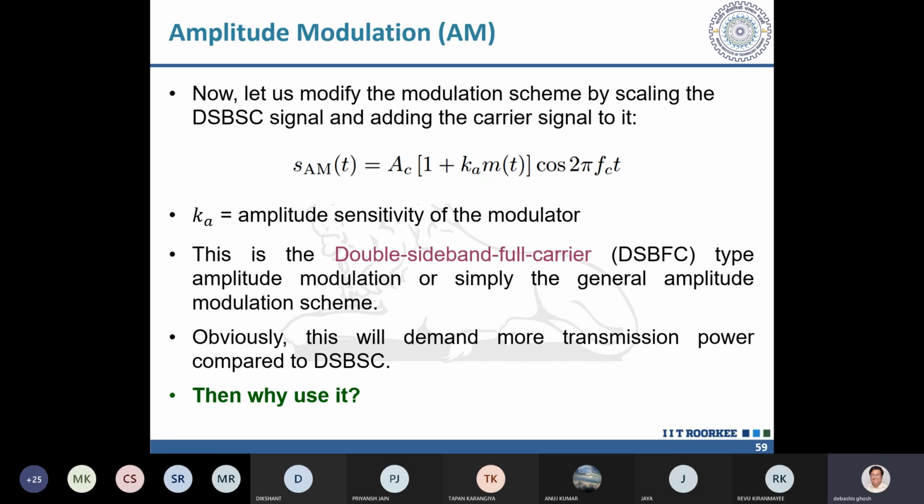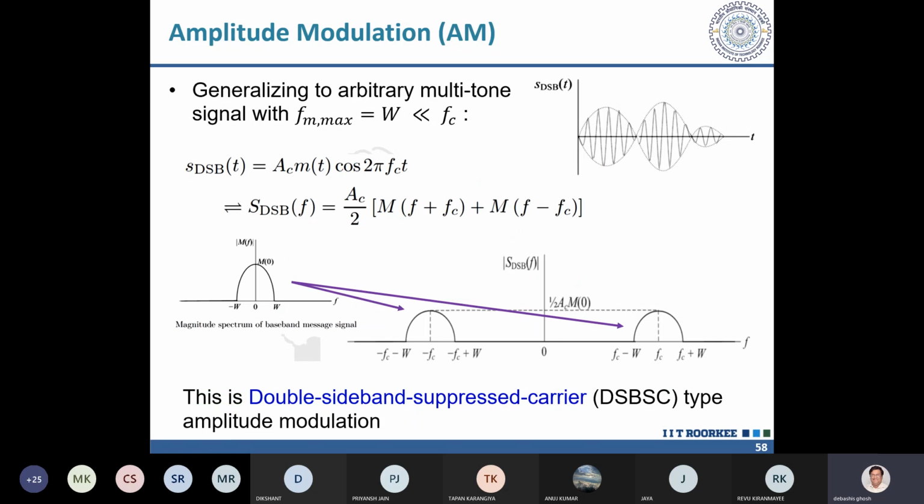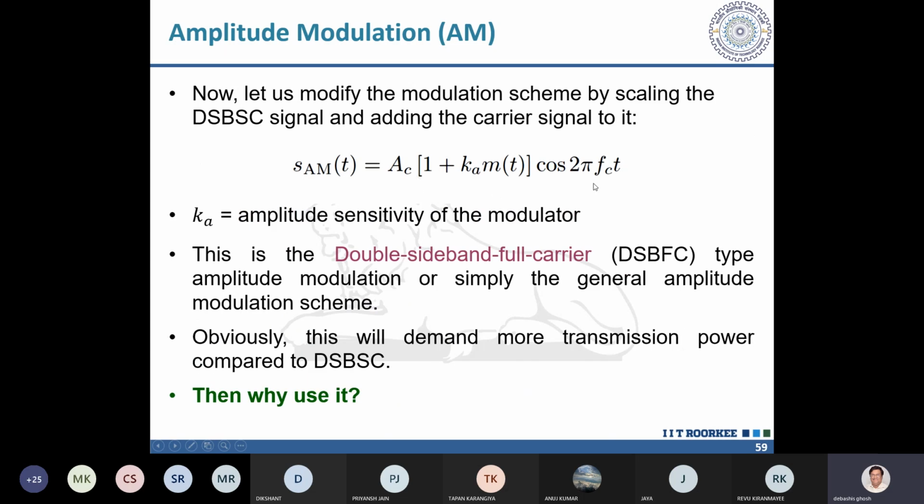Now, when I am adding the carrier, obviously this will require some extra power to be transmitted, compared to what I am transmitting here. The power required here will be more, because it has one term more, and that is the carrier signal that is also added to it. So I have to use some more power to transmit that carrier signal also. So that is a problem.